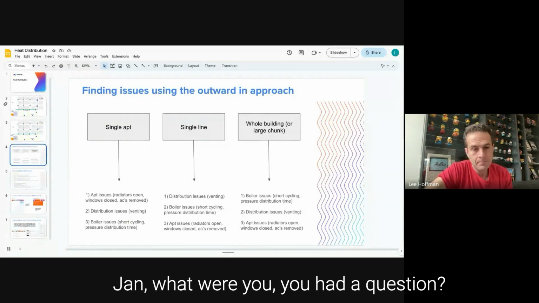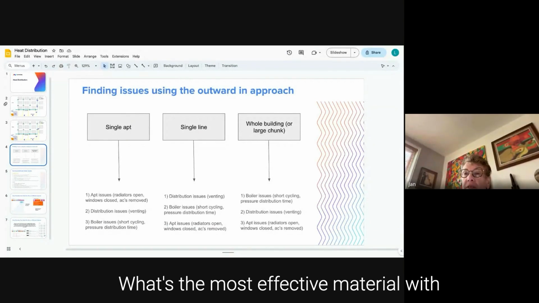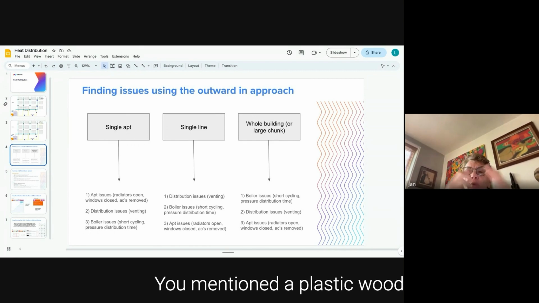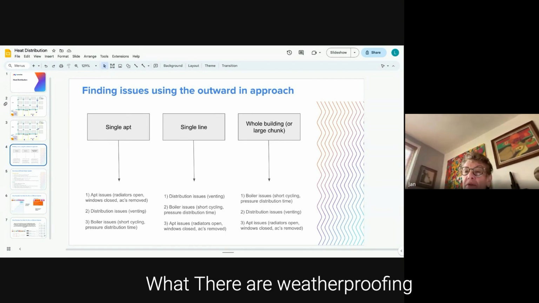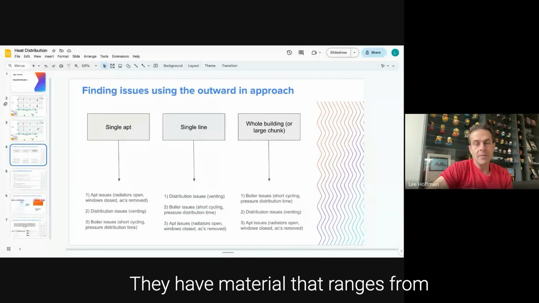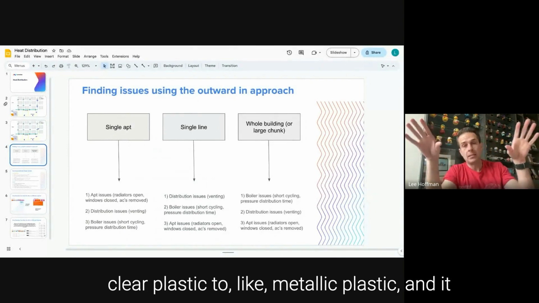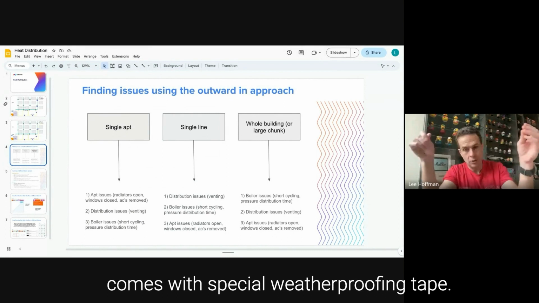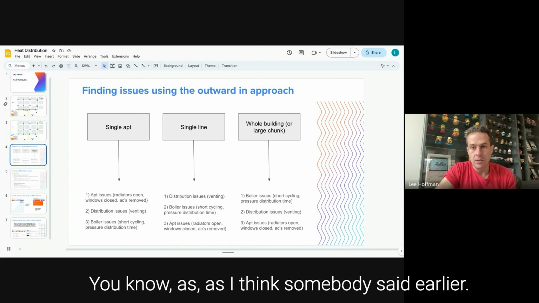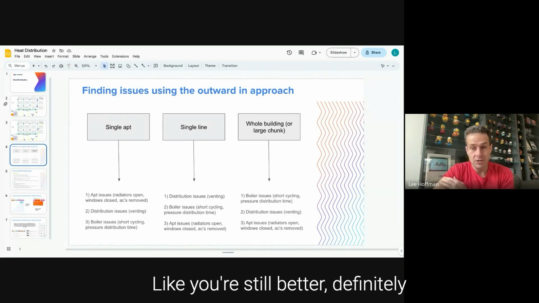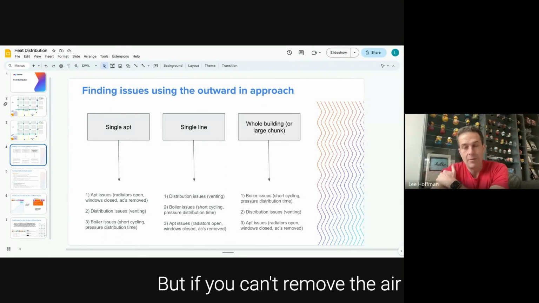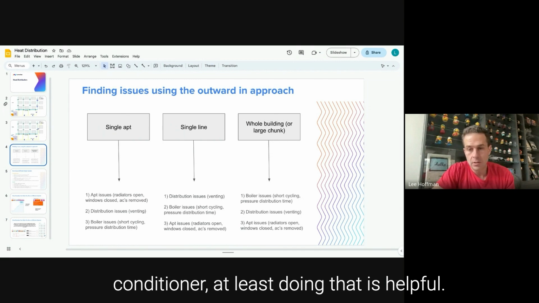Jan, what was your question? Yes, what's the most effective material with which to cover an air conditioner unit? You mentioned plastic. Would carpeting, mattress covers, or a combination work? There are weatherproofing kits you can get at Home Depot. They have material that ranges from clear plastic to metallic plastic, and it comes with special weatherproofing tape. And you can literally seal the thing. As I think somebody said earlier, it's not perfect. You're definitely better off removing the air conditioner for sure. But if you can't remove the air conditioner, at least doing that is helpful.